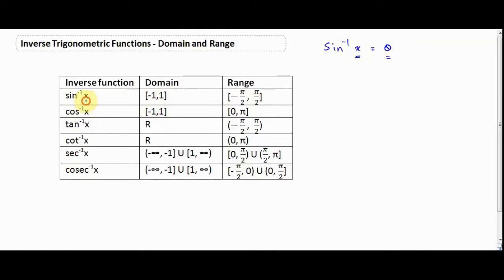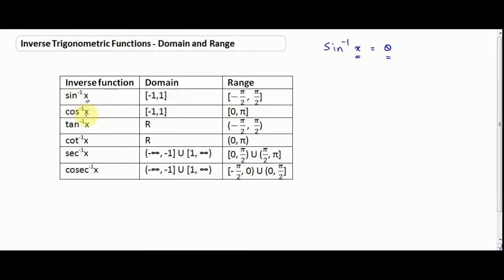The value of x ranges between -1 to +1. So that is the domain of sine inverse of x, and in case of sine inverse of x, theta values will range from -pi by 2 to +pi by 2. That is the range of sine inverse of x. Similarly, domain and range are defined for other inverse functions also.